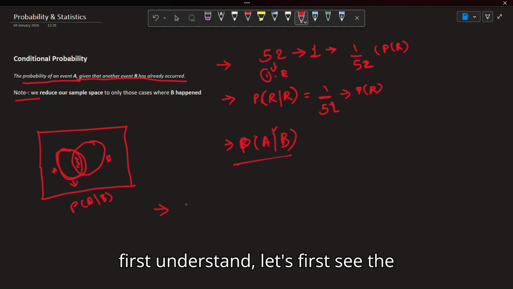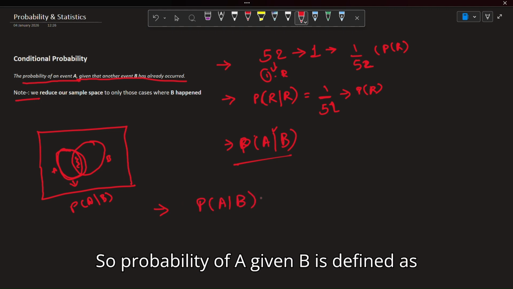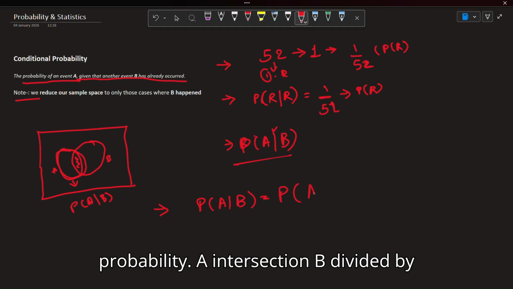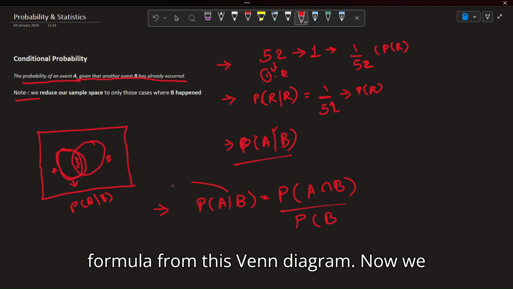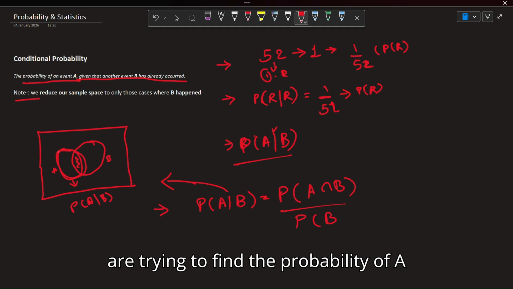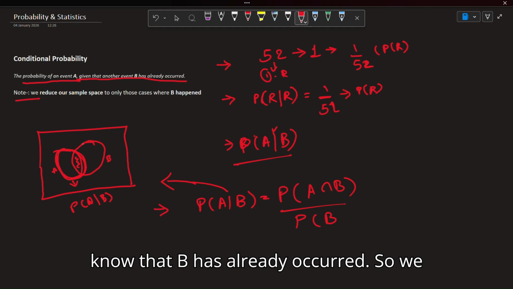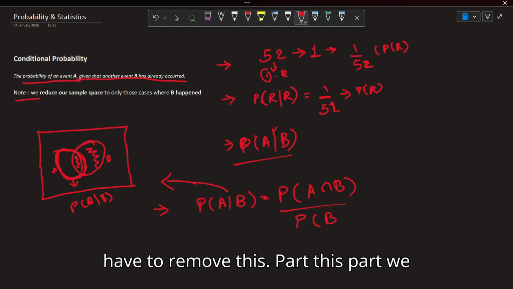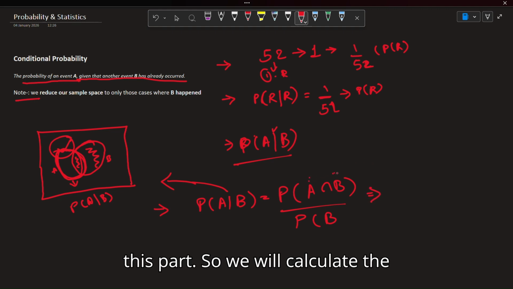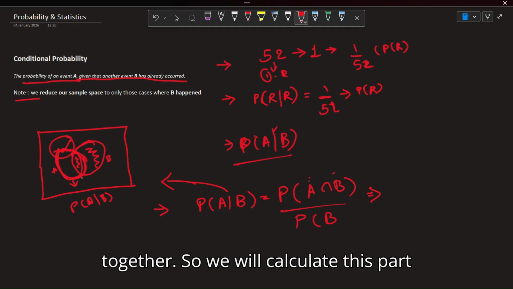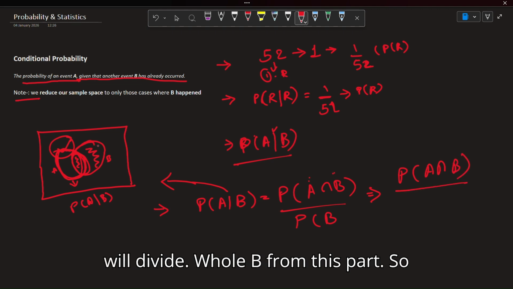Now let's first see the formula of conditional probability. So how do we find the probability of A given B? Probability of A given B is defined as probability of A intersection B divided by probability of B. We will derive this formula from this Venn diagram. Now we are trying to find the probability of A, which is this area. But we already know that B has already occurred. So we have to remove this part, and we have to consider this part. So we will calculate the probability of A and B, where A and B occurred together. We will calculate this part first. So P of A intersection B, and we will divide it by the whole of B.